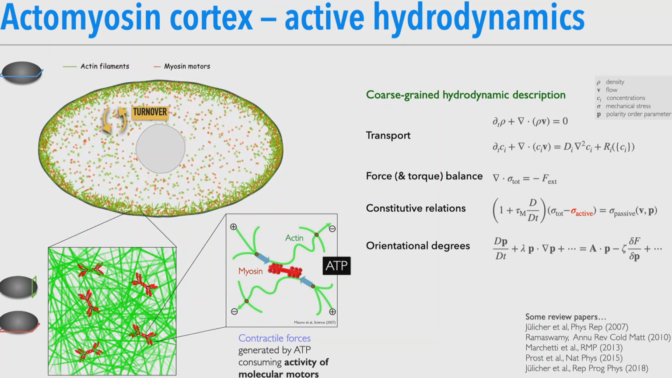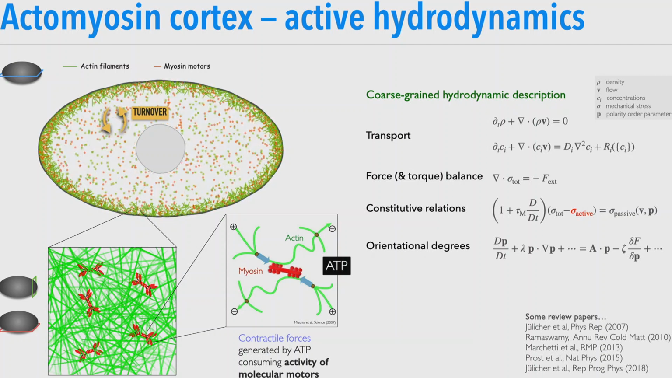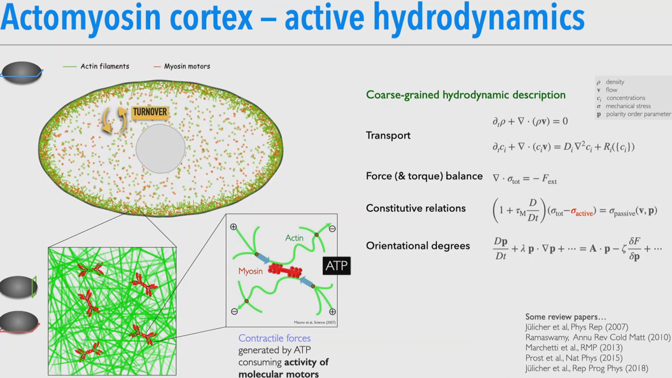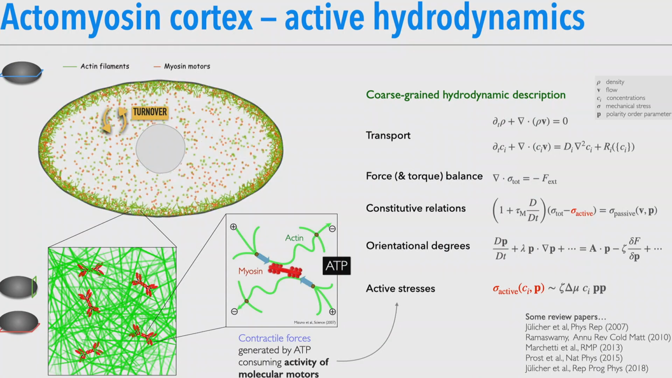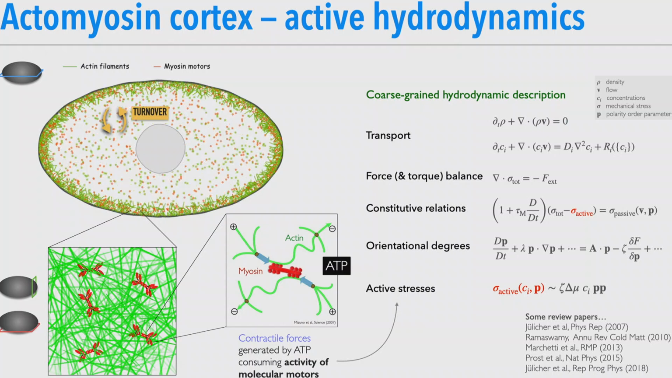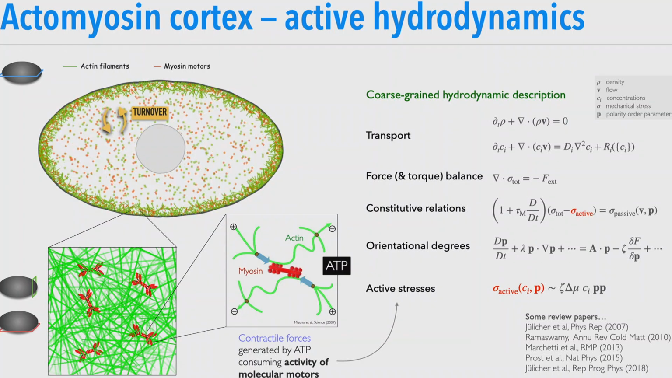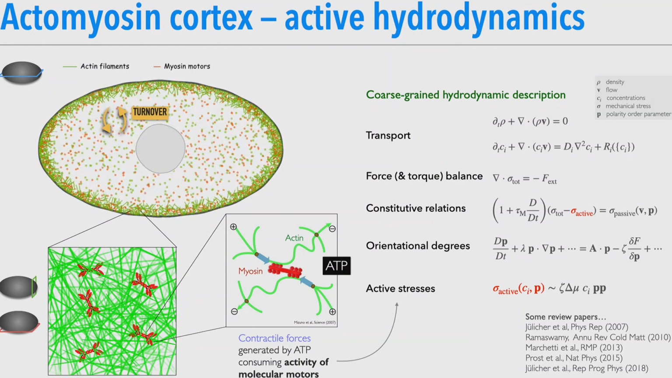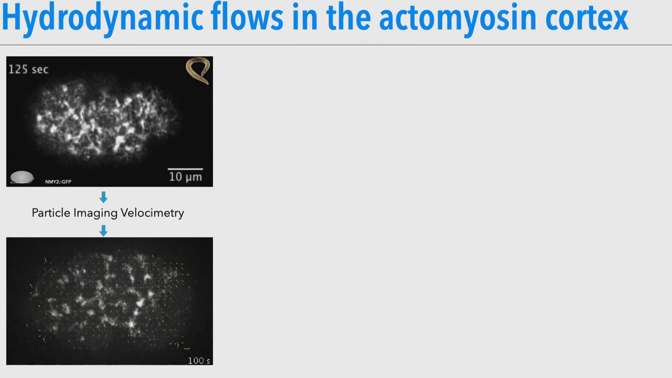You could also have more complex degrees of freedom, for example, the orientational degrees of filaments. Perhaps the more important thing, like I mentioned, is the coarse-grained description of the contractile forces is essentially manifest as an active stress, and that's what really drives the system out of equilibrium. Okay, so is this a good and useful theory?